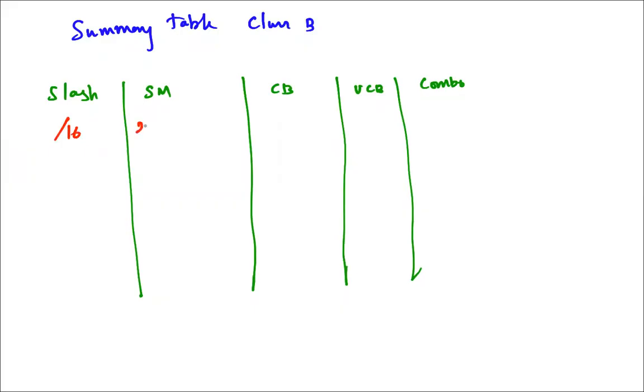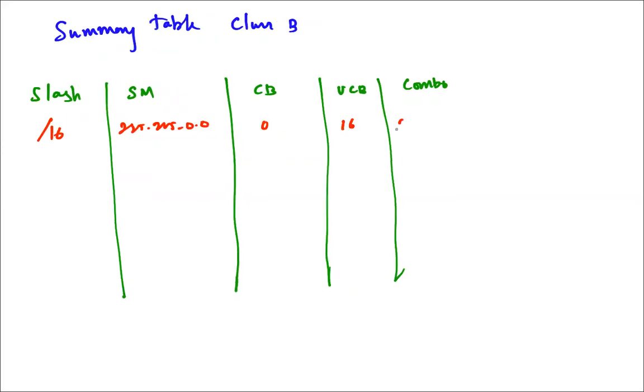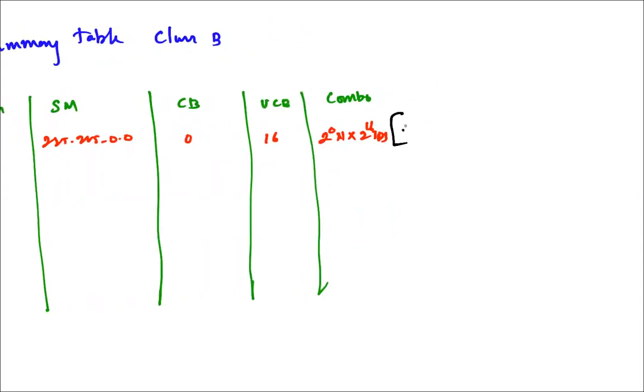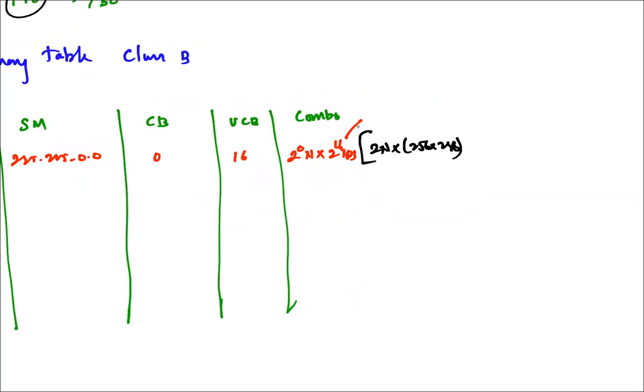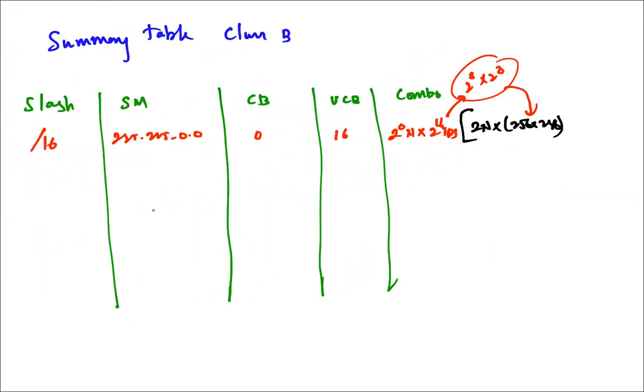What is the mask, please? 255.255.0.0. This is what /16 is. Changed bits: 0 bits change. Unchanged bits: 16 bits unchanged, right? No bits have been changed. So what is the combination? 2 power 0 networks into 2 power 16 IPs. How you generally write this is 2 power 0 networks into 256 into 256, because you break 2 power 16 into 2 power 8 into 2 power 8. That is what I have written here, 256 into 256.